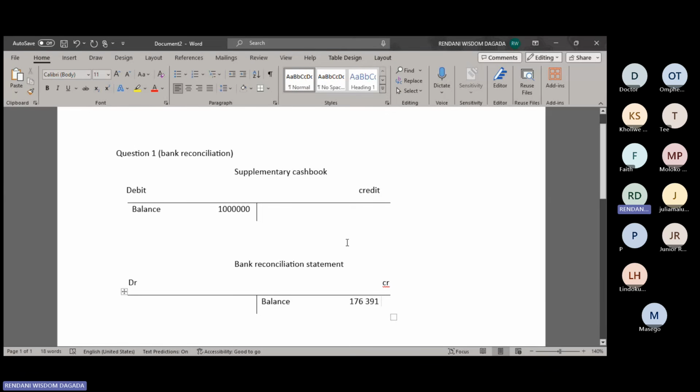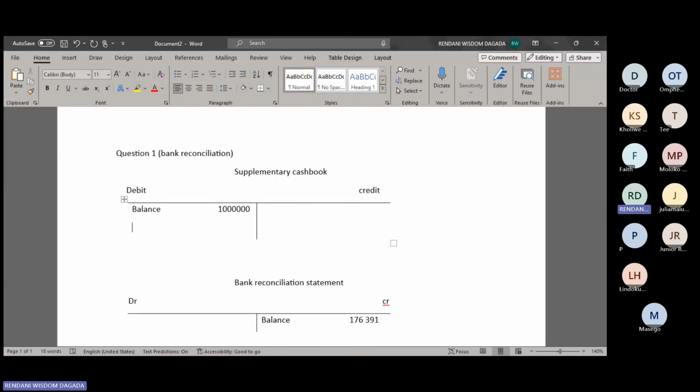So this direct deposit is missing from the cash book, which means it's a positive. Why? A deposit is a positive because it's money coming in. That's why we say it's a positive. And we know that all the positives go on the debit side of the supplementary. We're going to say, so there's a direct deposit. How much? 300,000. So the direct deposit was 300,000. That's how you do it. Then we go to number 2.